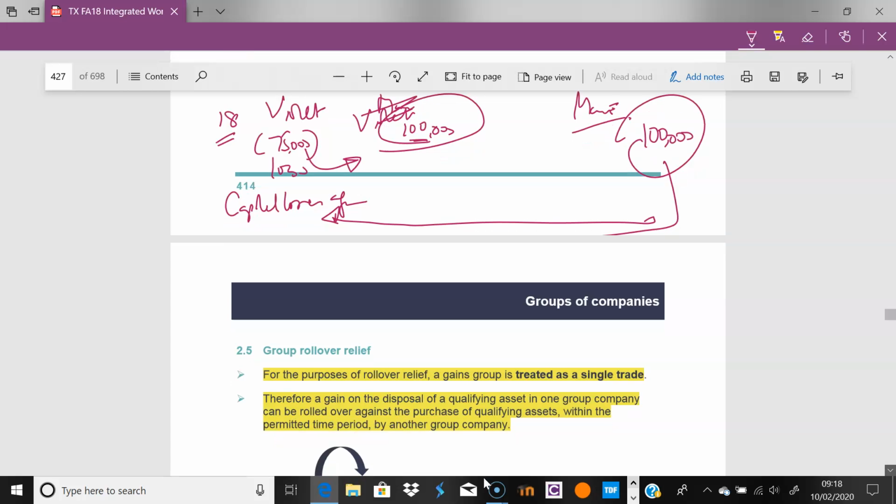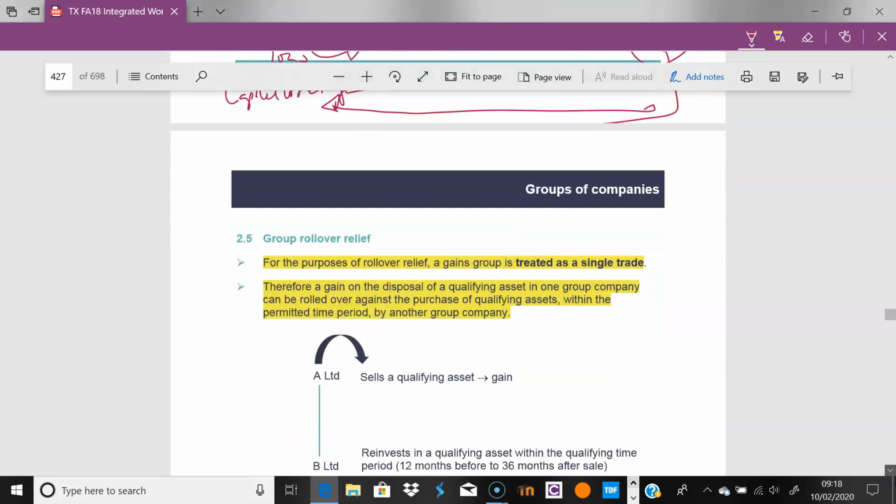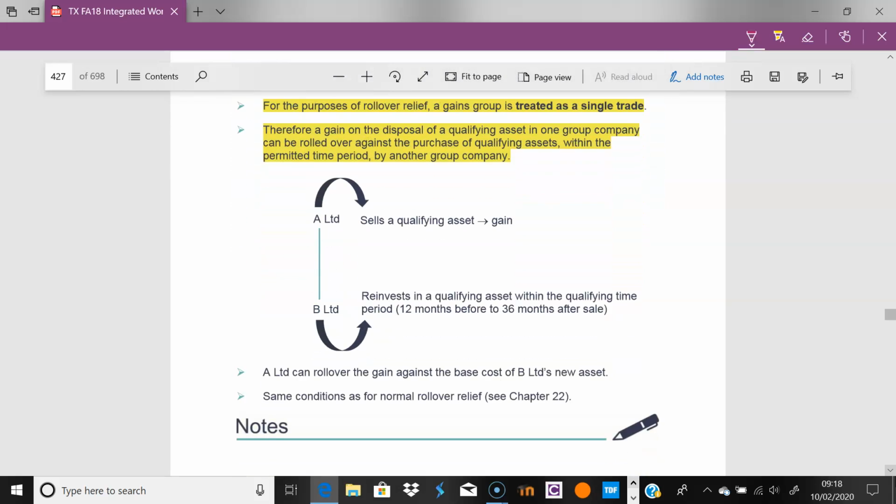Right. Great. So what we now have here is this question of group rollover relief. The key point is that if you sell a qualifying asset and make a gain, we can defer that gain. And how do we do that? As long as you reinvest in another qualifying asset within a 4-year window, you can defer. The amount you reinvest from the first asset will determine the extent to which you can defer that gain. But you're only deferring that gain in the base cost of the new asset you're buying.